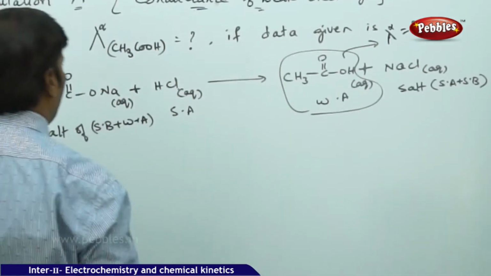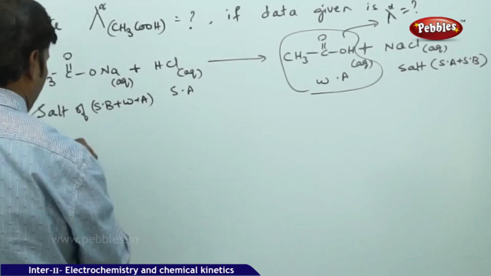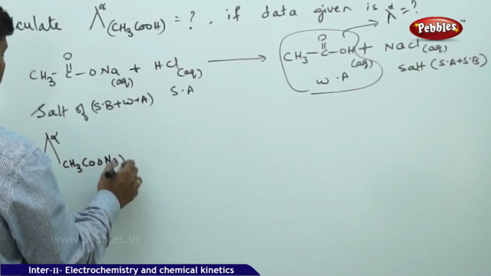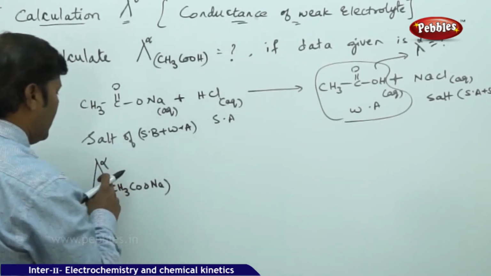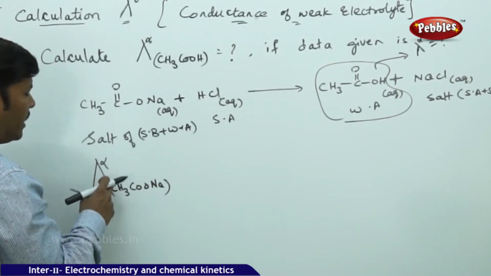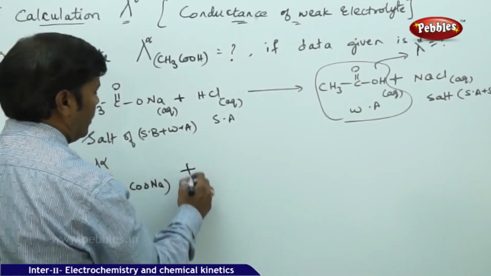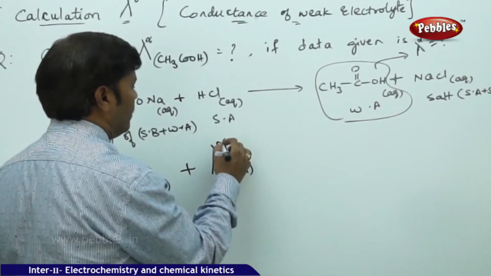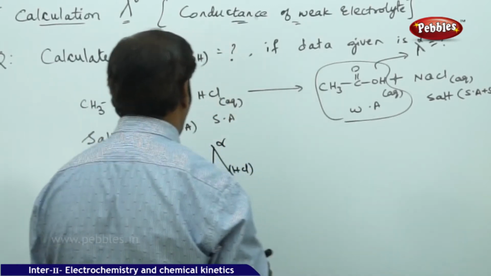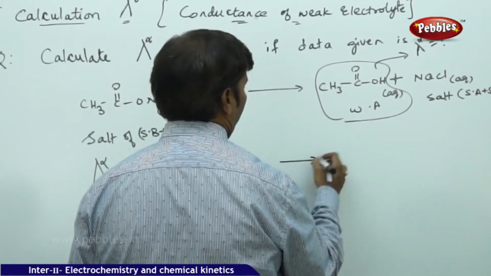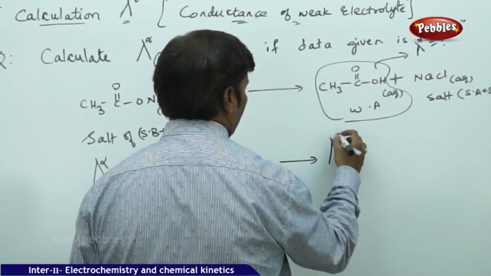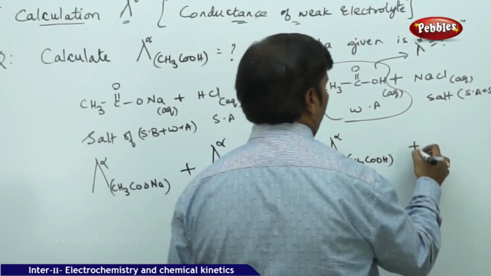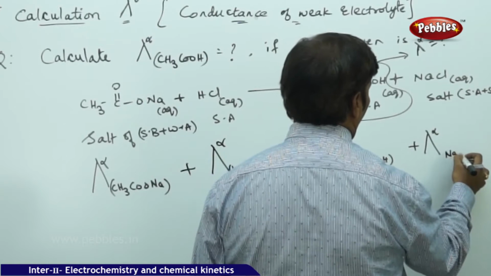So what I am going to do here is slightly modify this equation. First I am going to take the equivalent conductance at infinite dilution of sodium acetate. The equivalent conductance of sodium acetate at infinite dilution plus the equivalent conductance of HCl at infinite dilution is equal to the equivalent conductance at infinite dilution of acetic acid plus the equivalent conductance at infinite dilution of NaCl.